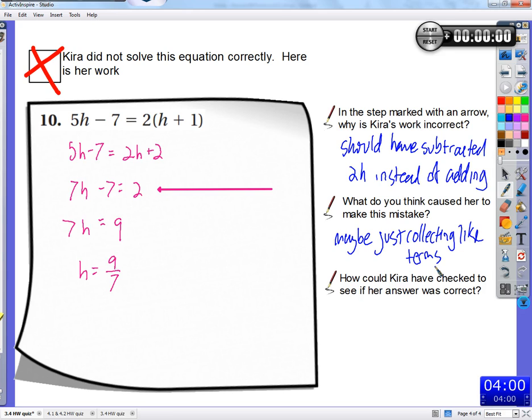Each side's the same. Each side's the same, right? If you put 9/7 in there, they won't come out the same. For one thing, we know Kira was incorrect in adding 2H to 5H, so that's one thing that tells us that can't be the right solution. And if you take the time to do that work, you'll find it does not give you the correct solution. Okay. So substitute 9/7 for H in the original equation.